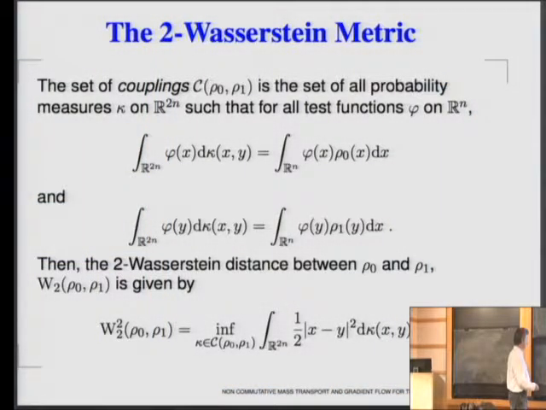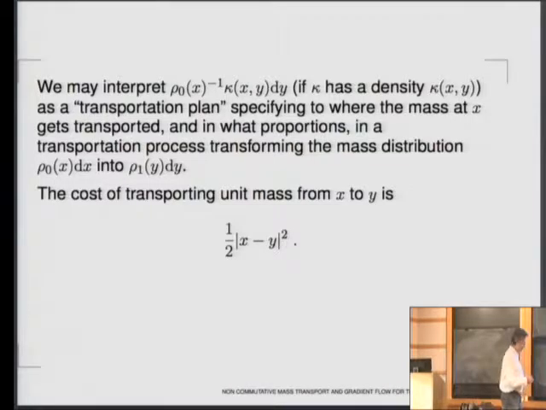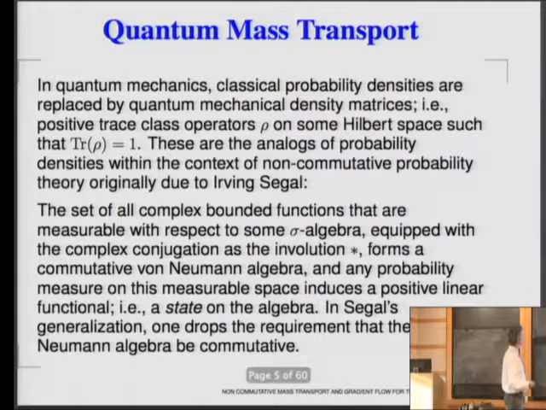Okay? So the 2-Wasserstein distance, the square of it, is the infimum over all couplings of this quantity right over here. Now what this has to do with transport is the following. At least in the classical case, we can take the conditional probability, take this k(x,y), and divide by the density rho naught, and this gives us a transportation plan. That is, it gives you a Markov transition function, and you can think of it as specifying how the mass at x is to be distributed over the possible sites y it can go to. So this is a transportation plan, and then you're looking at the total cost of all of these different transportation plans when the cost of transporting unit mass from x to y is that. Okay? So that's what this is.